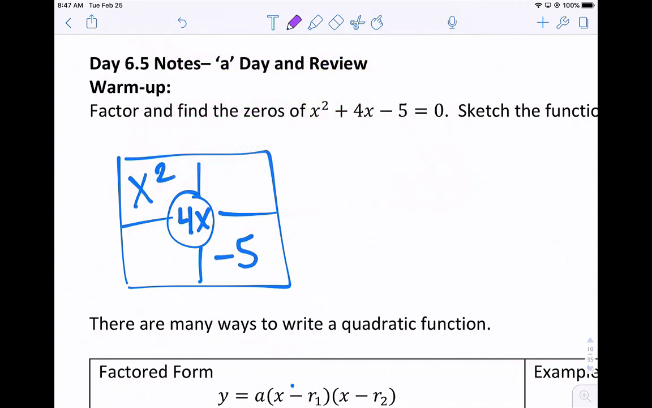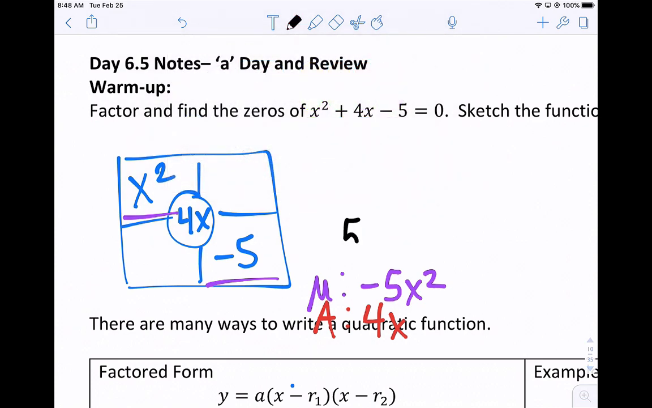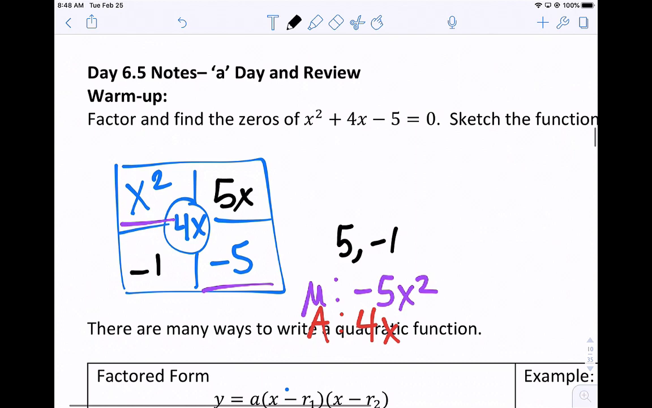We want to multiply the first term and the last term. What multiplies to negative 5x squared that adds to the middle circle, which should be 4x? So what are two numbers that multiply to negative 5 and add to 4? That would be 5 and negative 1. Let's put those in the box in either order.